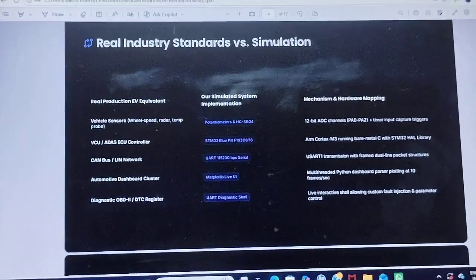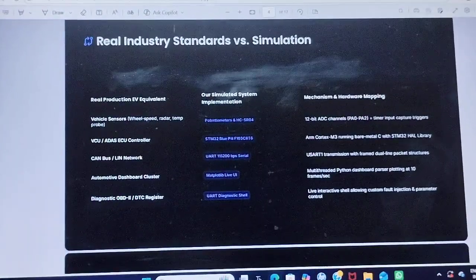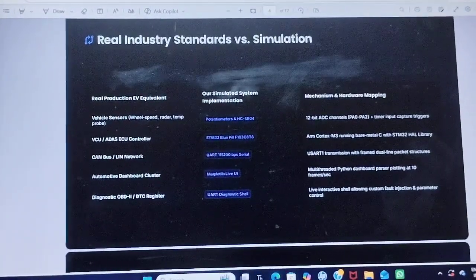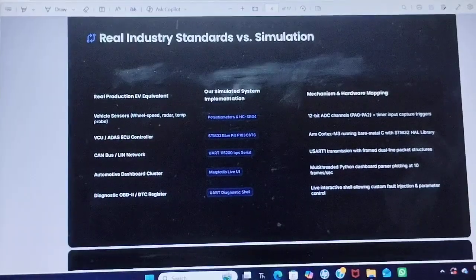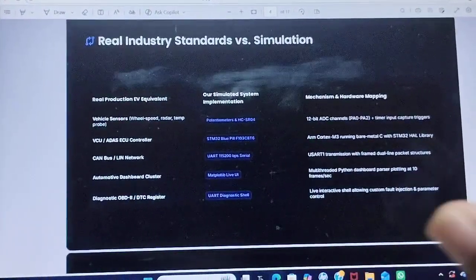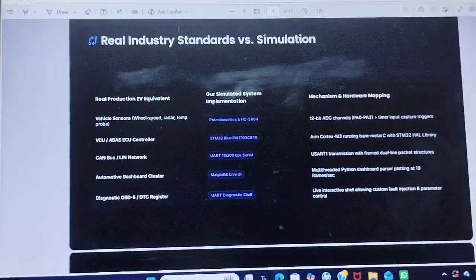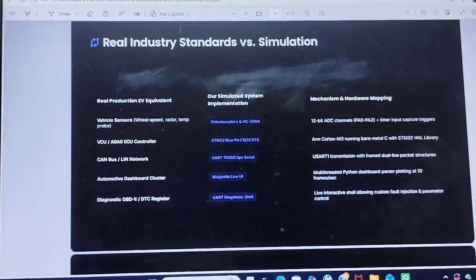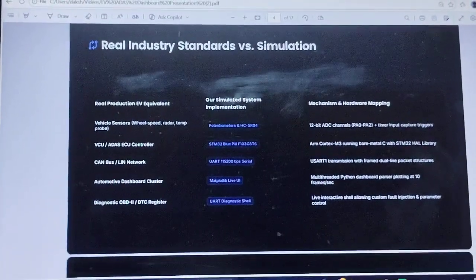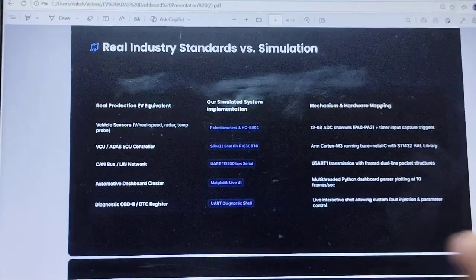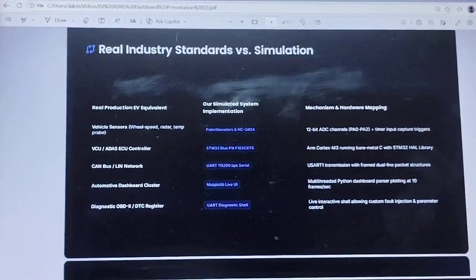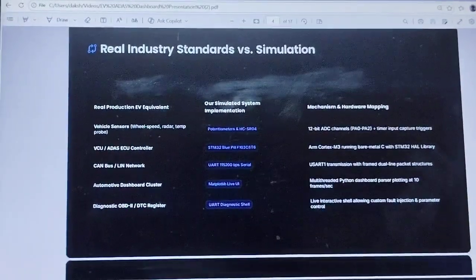Real industrial standards versus simulation. In real production EVs, the vehicle sensors are mainly vehicle speed, radar, and temperatures. In our simulation system, we implement potentiometers and the HC-SR04. Mechanical hardware mapping: 12-bit data channels, potentiometers on port A, plus timer input capture triggers. VCU, ADAS, and ECU controllers are used in real production equipment.